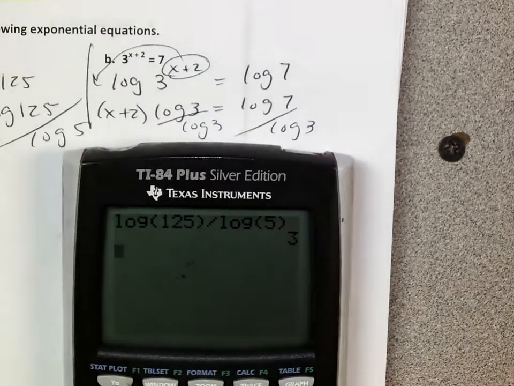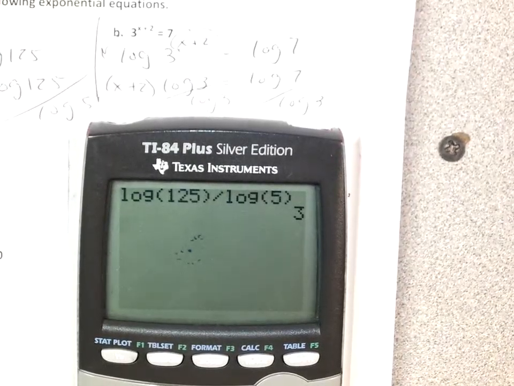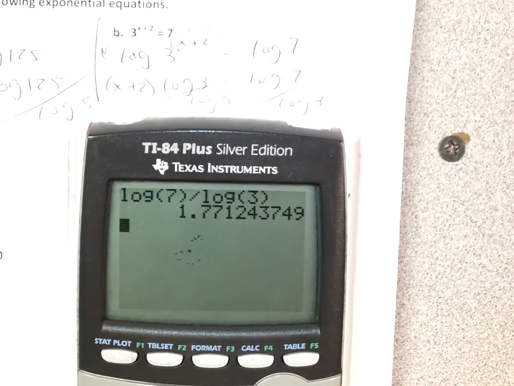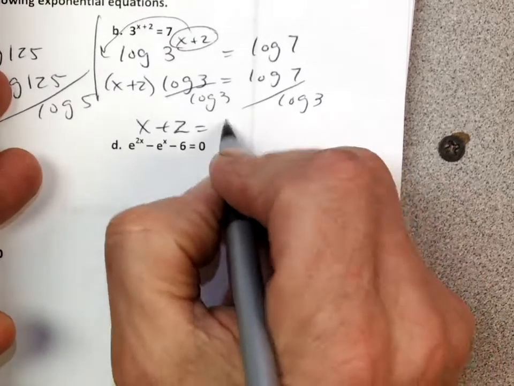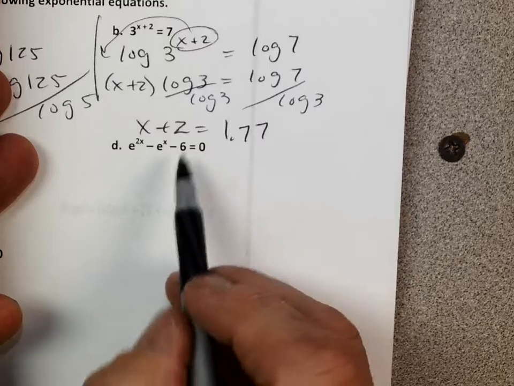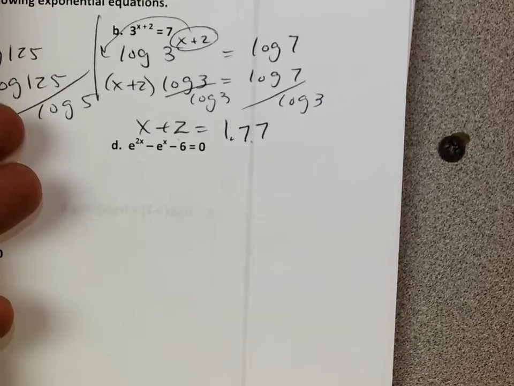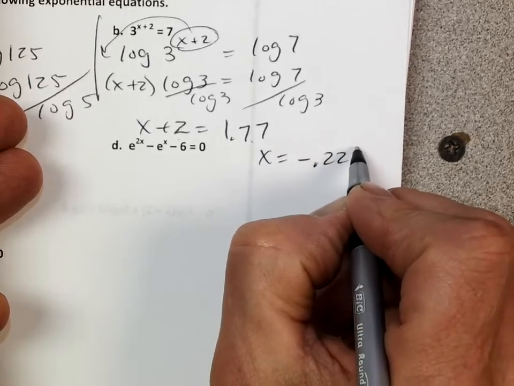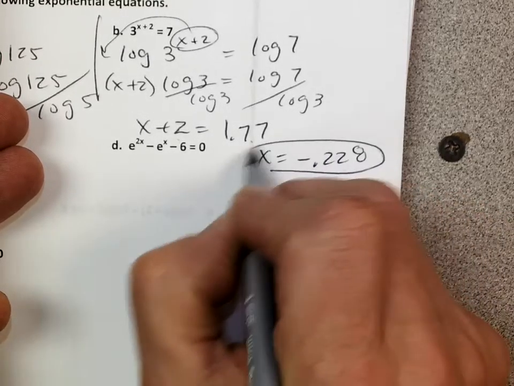Okay, so let's go clear. I'm just going to do my log 7, close the parentheses, divided by log 3, close parentheses, and I get about 1.77. And then I just go minus 2, right? And I get an answer of approximately negative 0.228, okay? Not too bad, right?